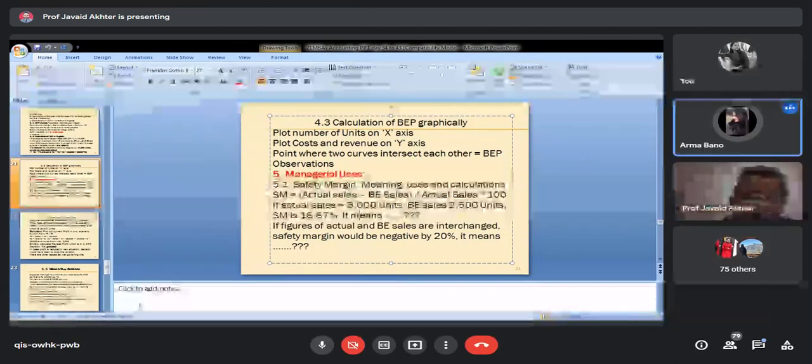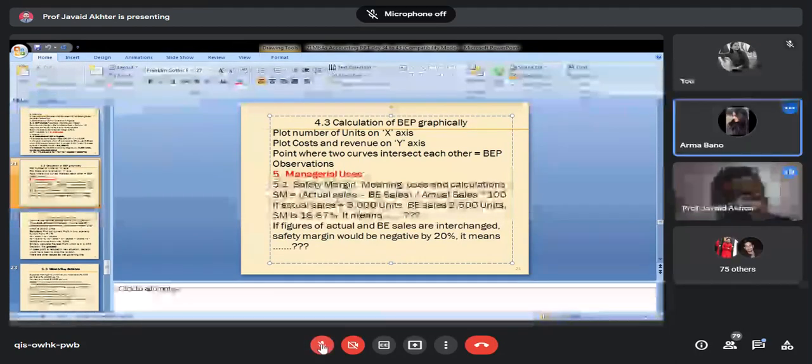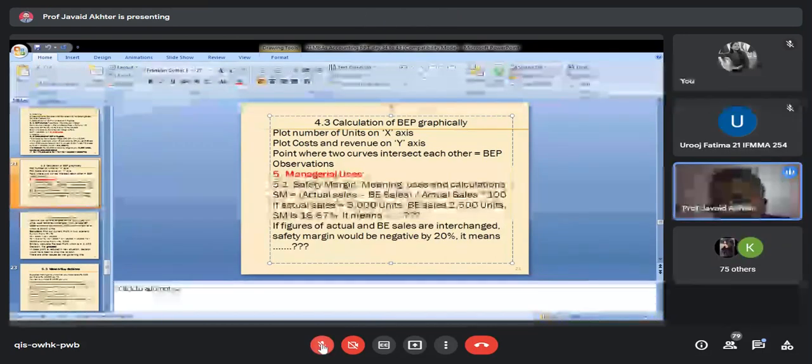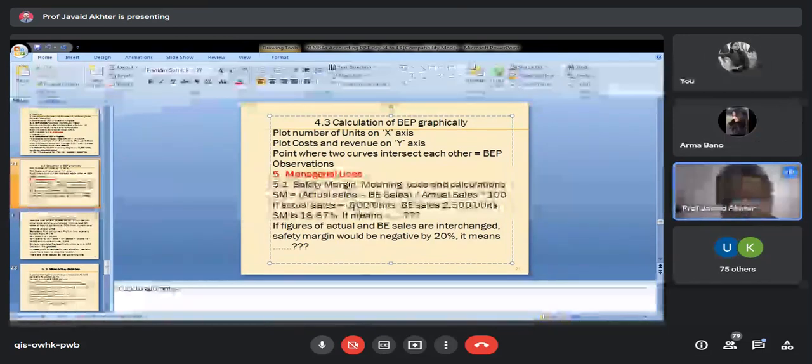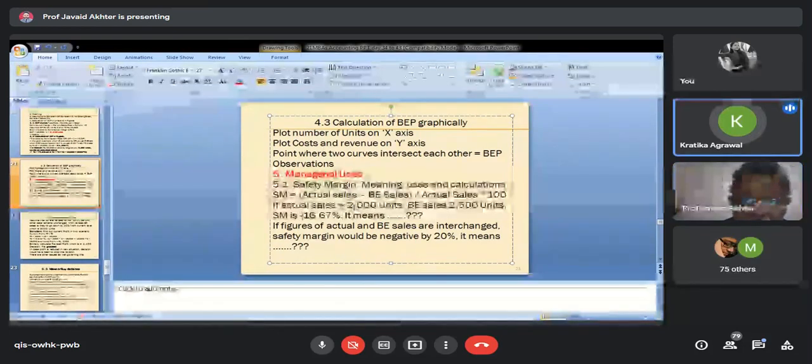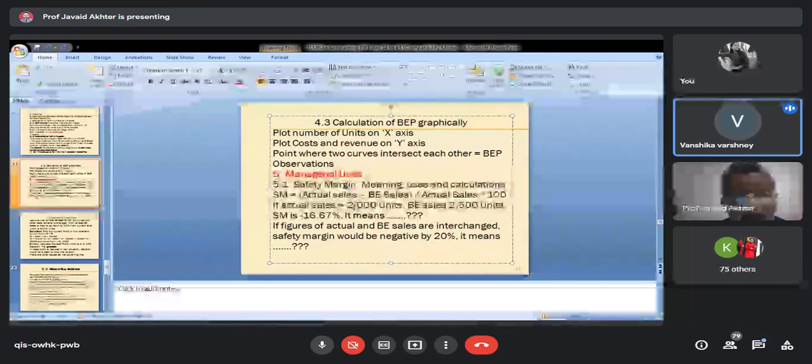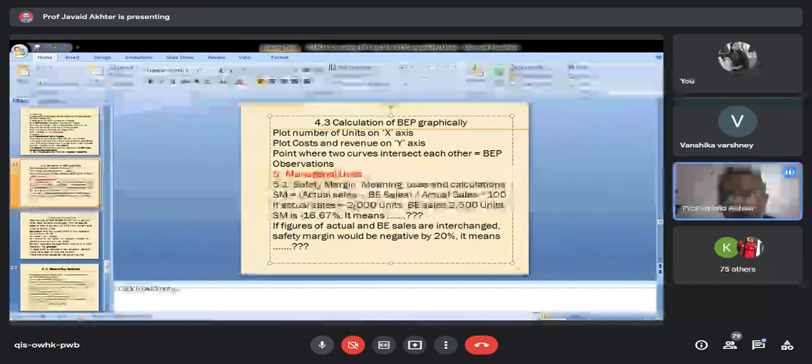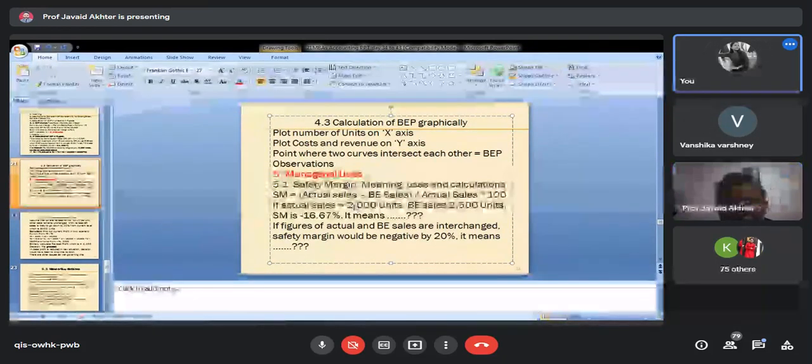Shall I move now? Yes, sir. Let us further assume that you have calculated safety margin, and can it be negative also? Tell me, can it be negative or not? Yes, sir, it can be negative. See, look at the formula. It can be very easily negative.